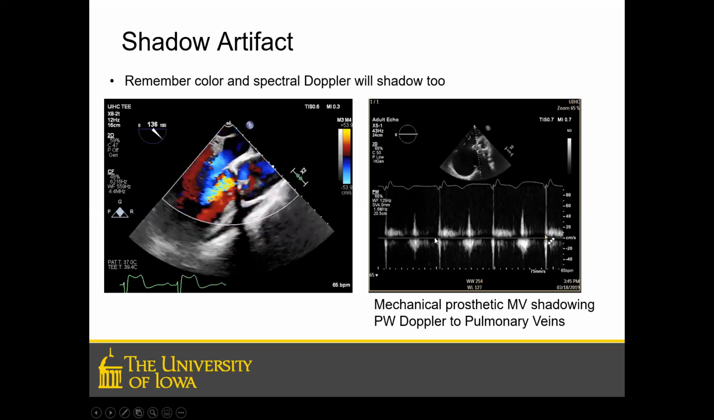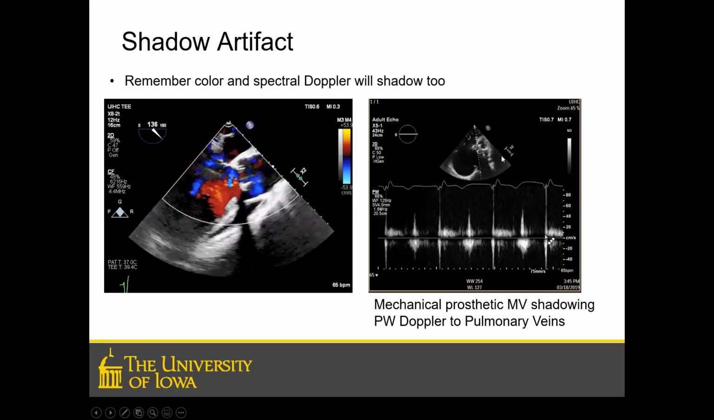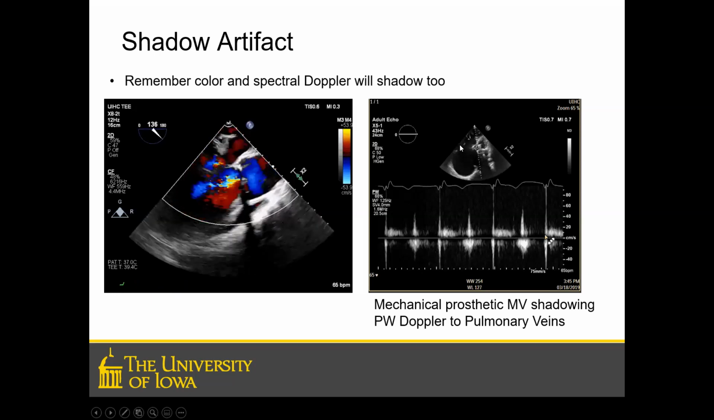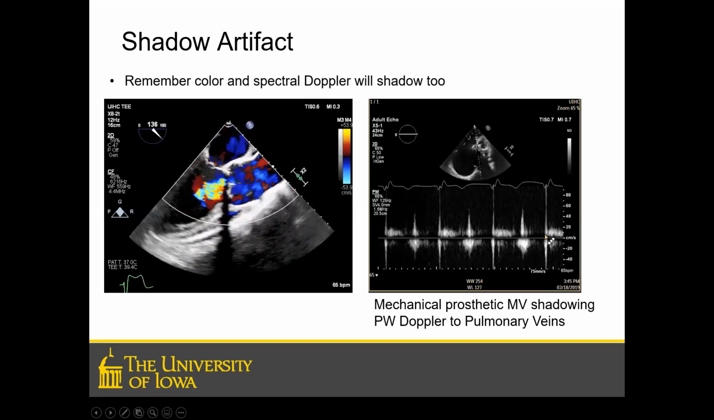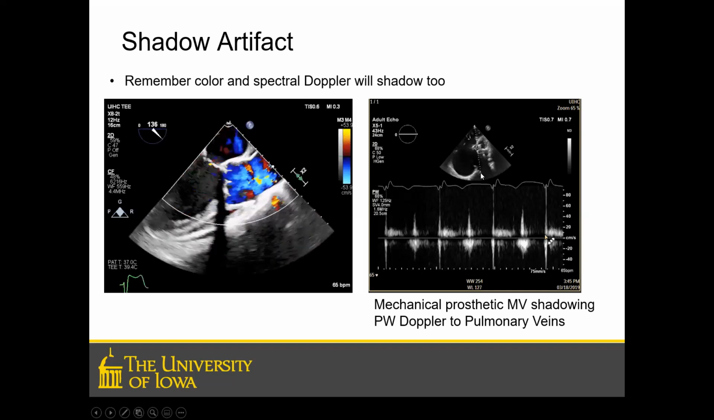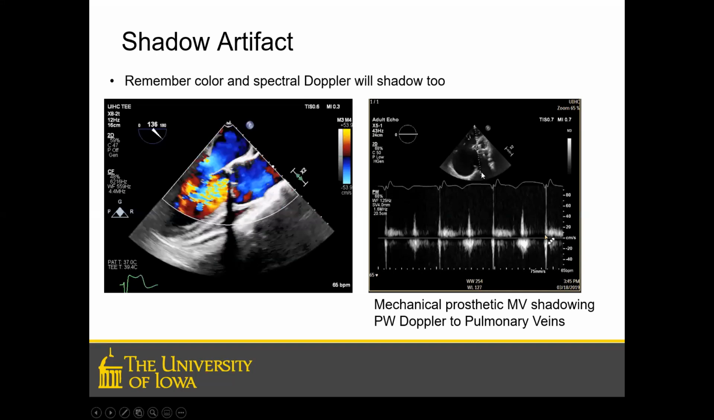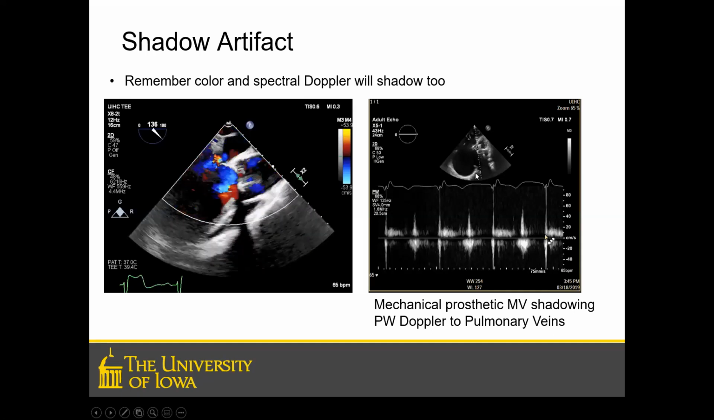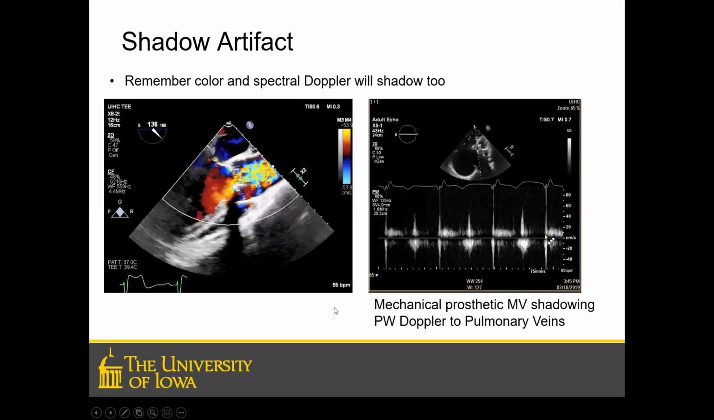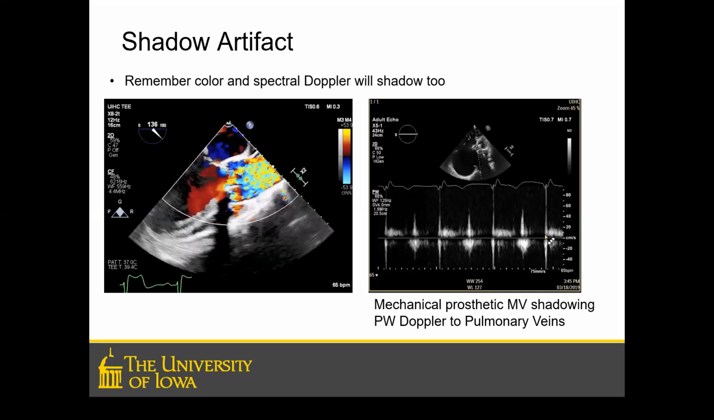This is an example of, I'll show you this case a little bit later. This is massively dilated right atrium and right ventricle. But my point is this patient has a prosthetic mitral valve, and it's difficult to get pulsed wave of the pulmonary veins, again, because you can't get past the valve. So remembering that shadows are not just 2D, but they're color and they're spectral and continuous wave Doppler as well.